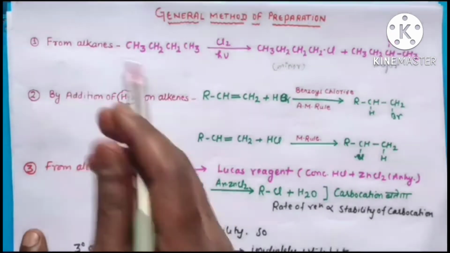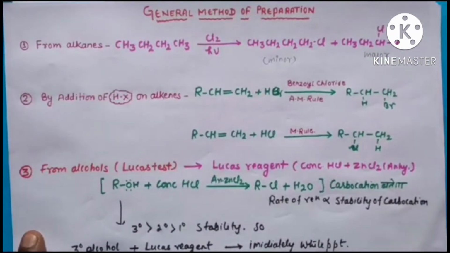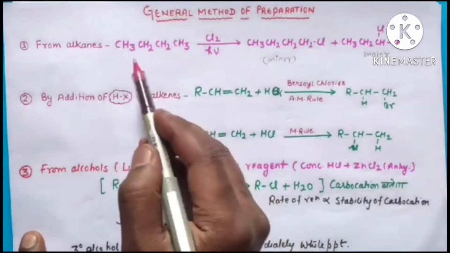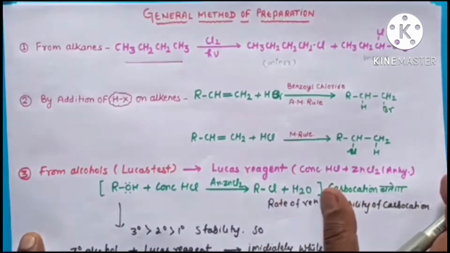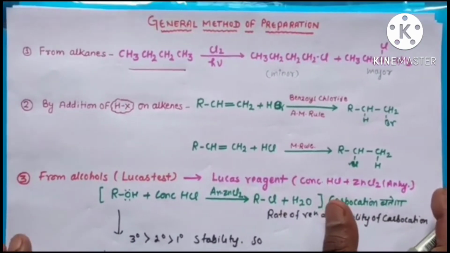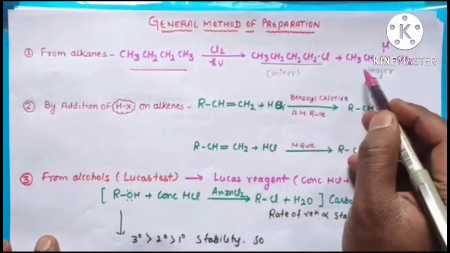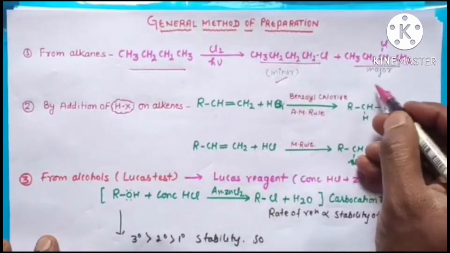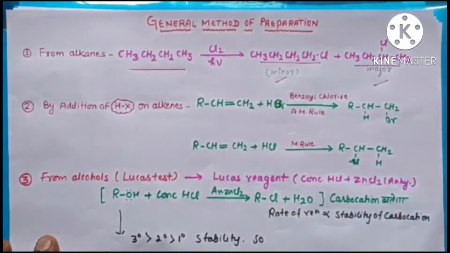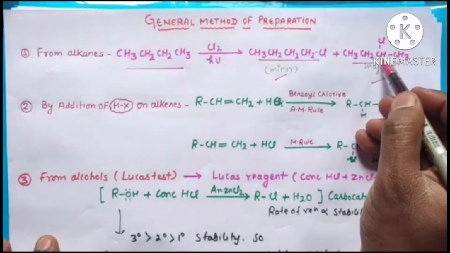So first we are going to prepare it from alkanes. So from direct halogenation, this is the alkane. With the help of direct halogenation, Cl2 in presence of light, two types of product will be formed, in which one will be major and one will be minor. So why is this major? As you all know, this is free radical halogenation. So here will be 2 degree, that's why it is the major product.